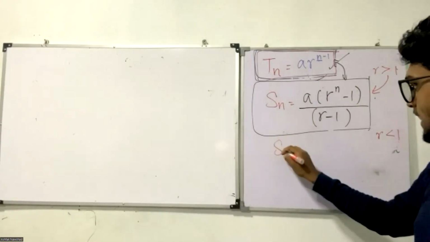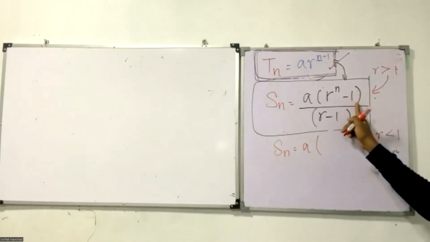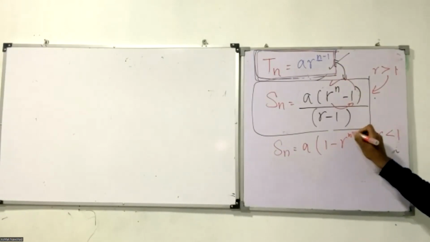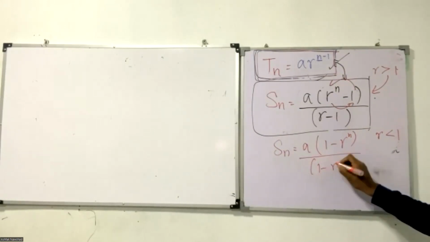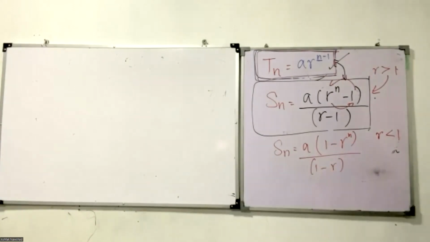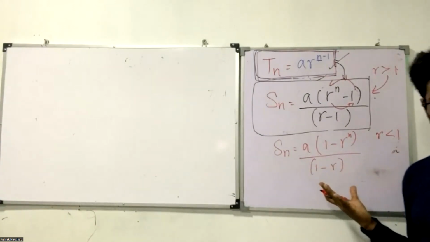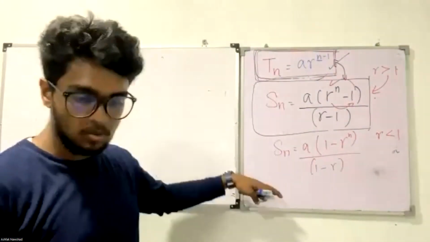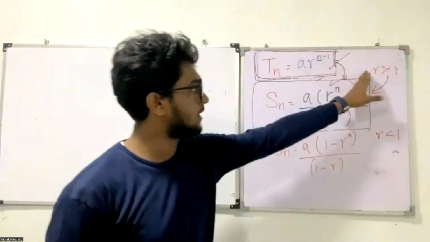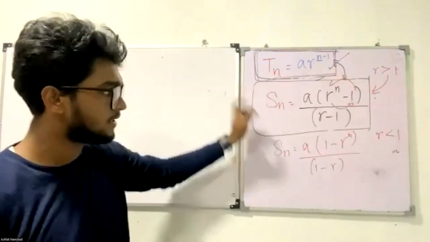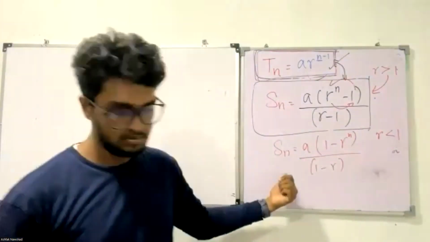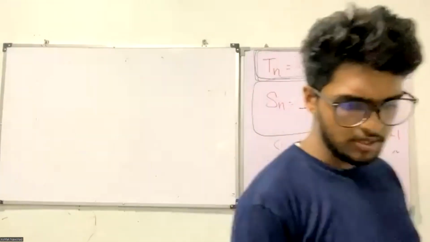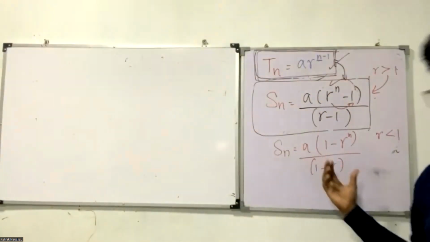Just change this. Sm is A, you change places of these two terms: 1 minus R to the power n over 1 minus R. It is what it is. So this is the rule. If the ratio is greater than 1, you use this. If the ratio is less than 1, you just flip the terms in order to get a positive sum, a positive value.